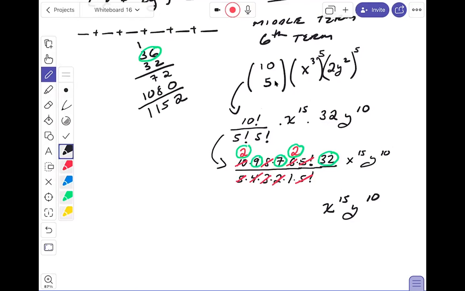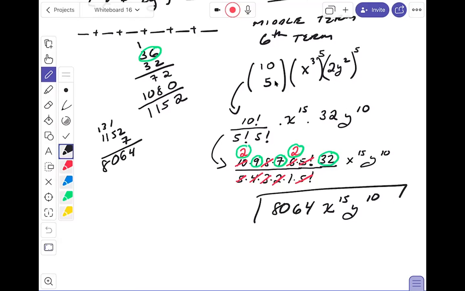I'm going to multiply 1152 times 7. 7 times 2, 14. 7 times 5 is 35, 36. 7 times 1 is 7. 7 plus 3 is 10. 7 times 1 is 7. 7 plus 1 is 8. So I get 8064. I'm going to look at my answer key, see if I got it right. And 8064, x 15, y 10. Okay, this kind of closes it out.